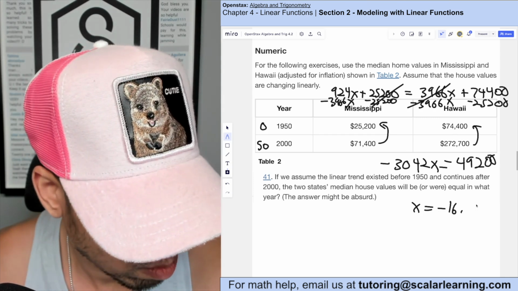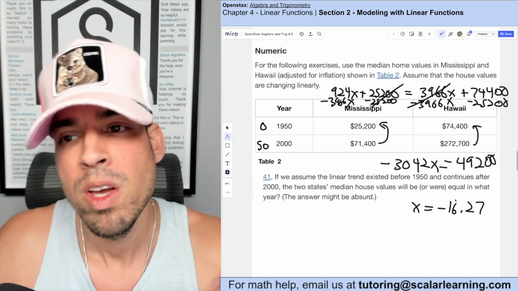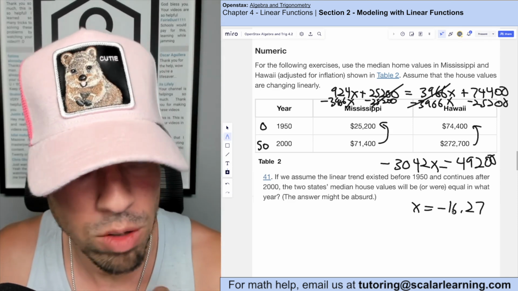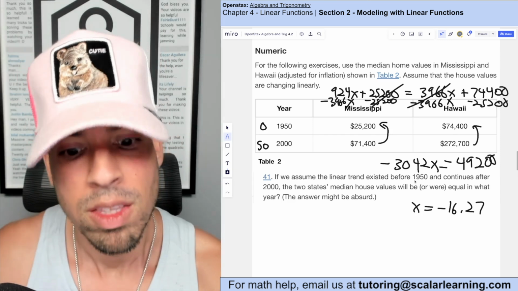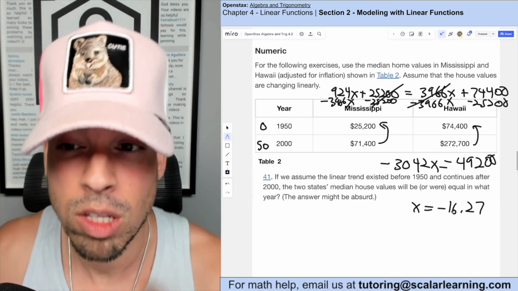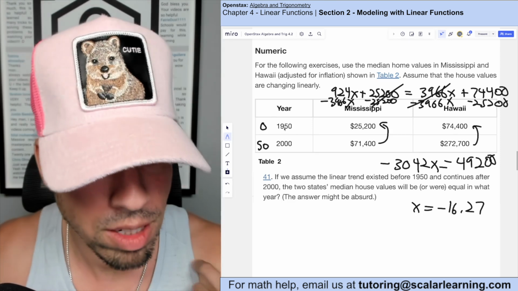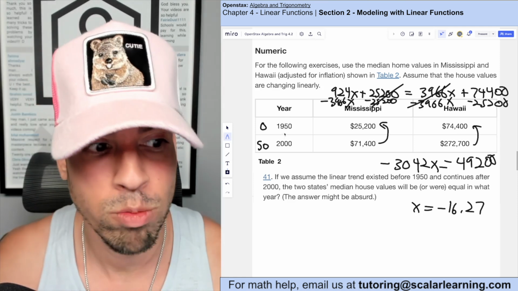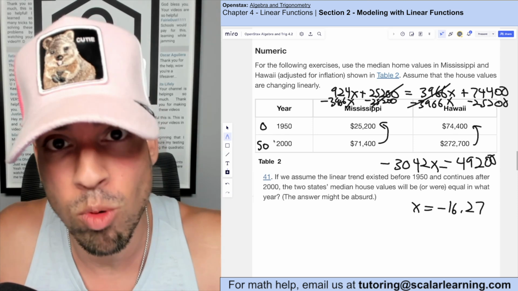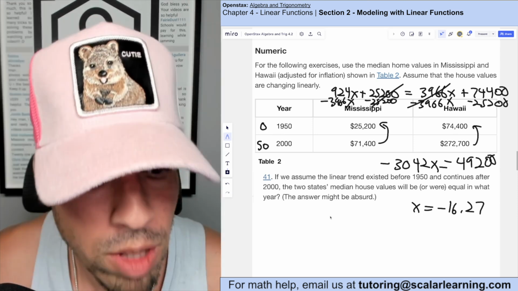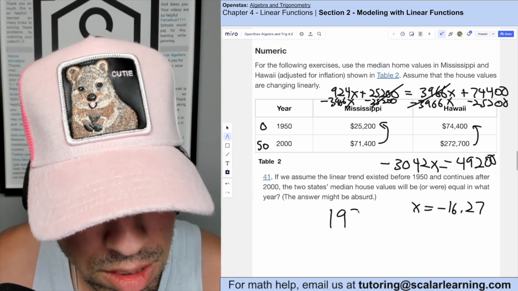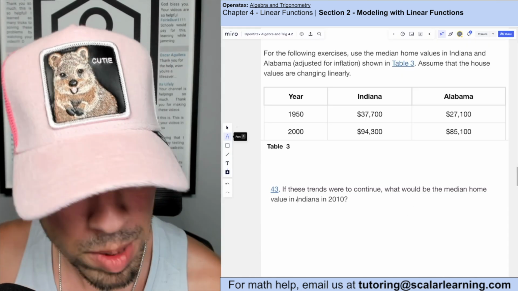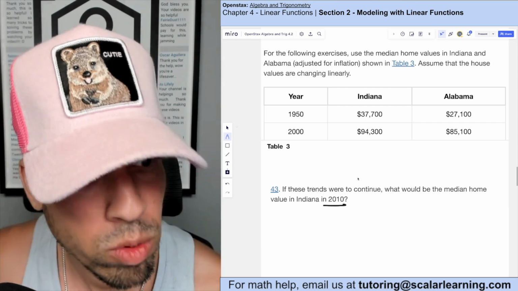negative 16.27. So what does this mean? We want to figure out negative 16.27. How do we apply that to the year? Well, that is a little bit more than 16 years prior to 1950. So basically it's like 1950 minus 16 years, which would be 1934. But then it's a little bit more, that extra 0.27. So that would set us somewhere in the year 1933. Boom, done. For 43, it says, what would be the median home value in Indiana in 2010?